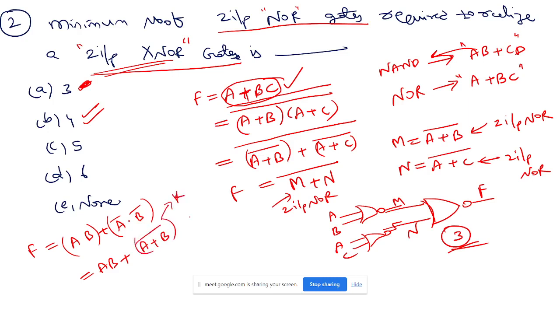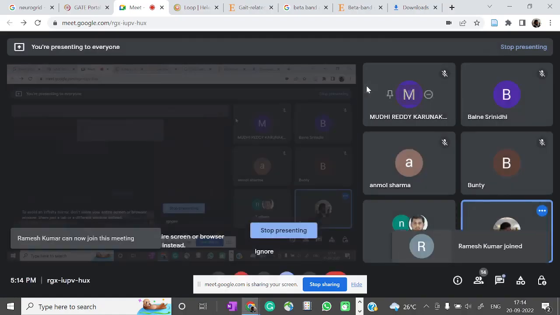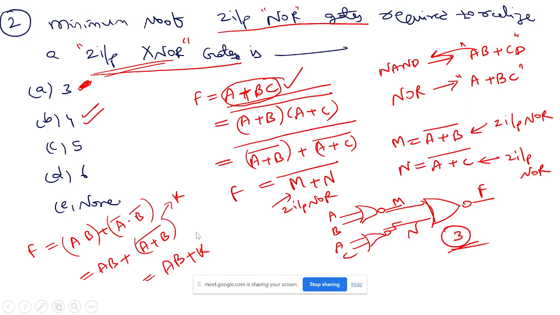AB plus, I can write A bar dot B bar as (A plus B) whole complement, right? This you consider as K. So what you will get? AB plus K. Okay. Now the way we have done earlier, a similar thing you can do for this also, right? You will end up getting 4. Okay, so option B is the right answer. I don't want to spend much time on that. I just want to give you emphasis. Okay, these kinds of problems exist. That's one thing. Okay, next.